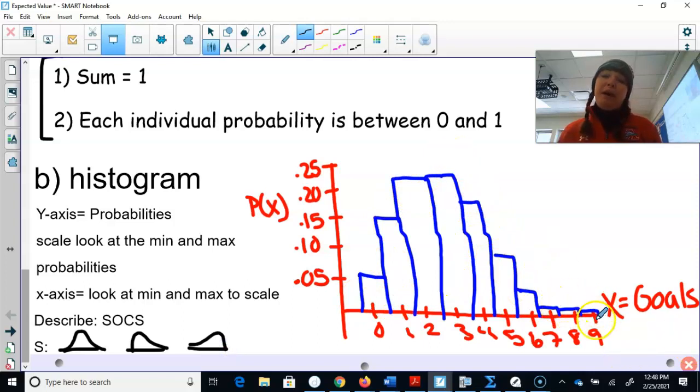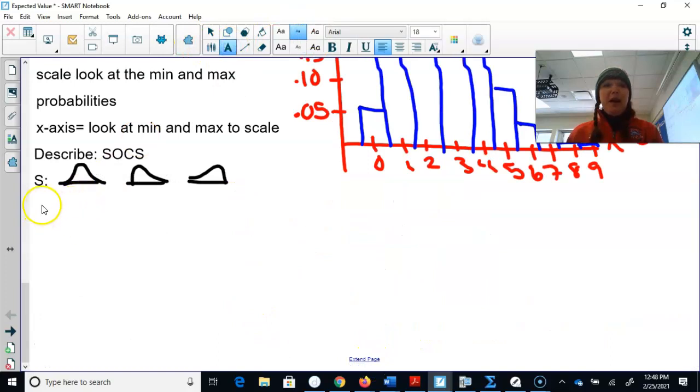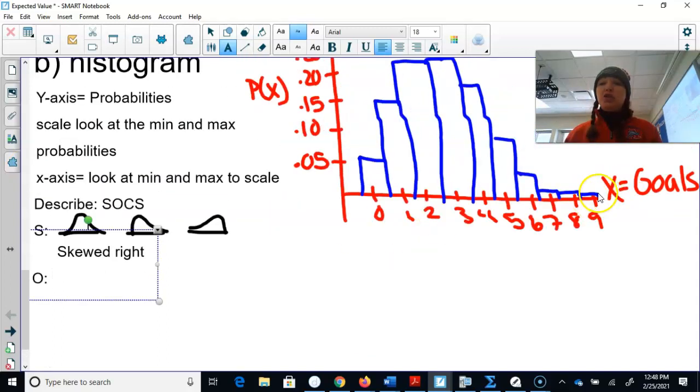I'm sure someone might make an argument for symmetric, but because of this little tail right here, I am going to say for the first S that this is skewed right, okay? The O is, are there any outliers? No, these are a little more extreme, but they're kind of hovered all around together. An outlier is almost like a lonely point. There's a big space and then a dot. So I would say, no, there's no outliers that we can see right now, okay?